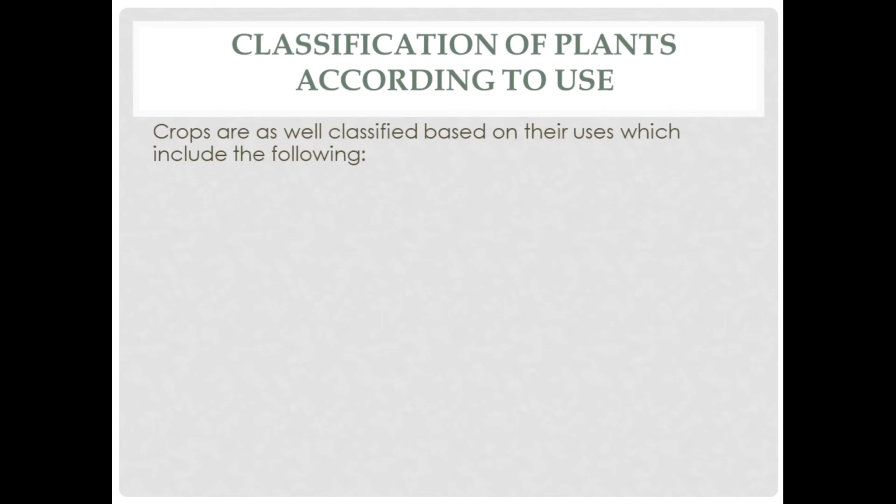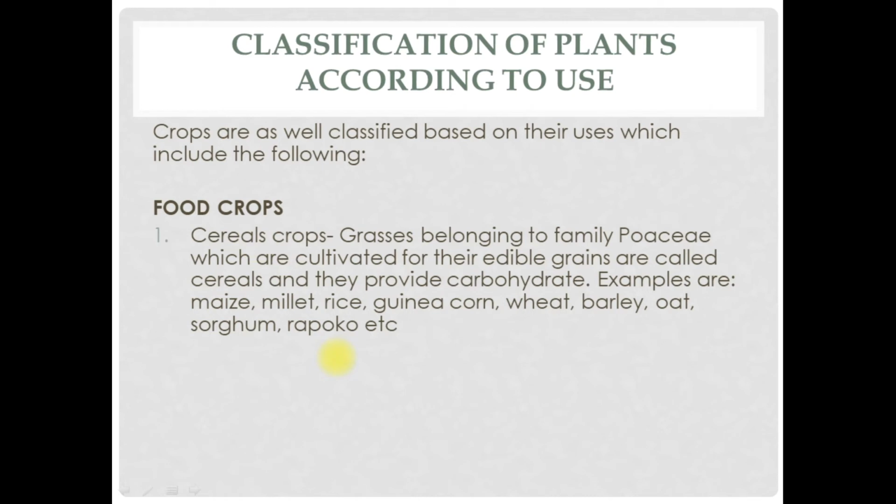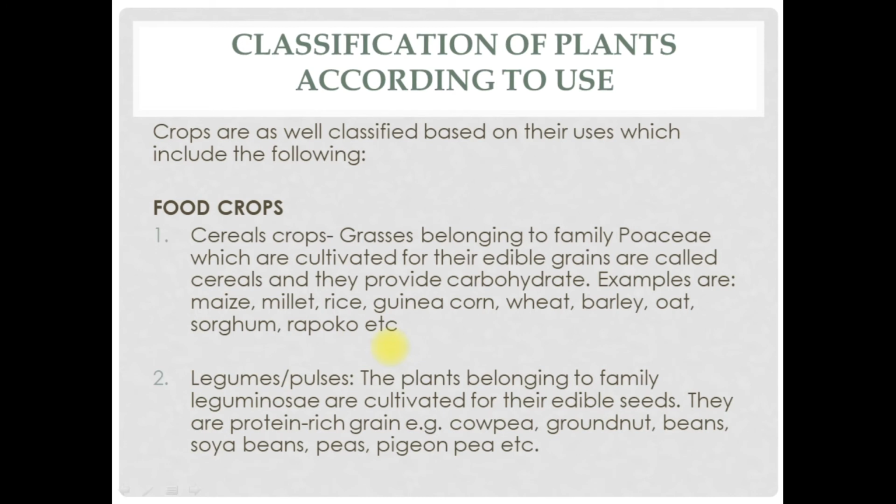Next, I would like to look at classification of plants according to use. Crops are also classified based on their uses, which include the following. We have food crops, and the food crops include cereal crops, which belong to the Gramineae family or the Poaceae family, and they are mainly grown for their grain. Examples of crops in this family include maize, millet, rice, wheat, rapoko, etc. The second group of plants which are grown as food are legumes or pulses, and these plants belong to the leguminous family, and they are cultivated for their edible seed.